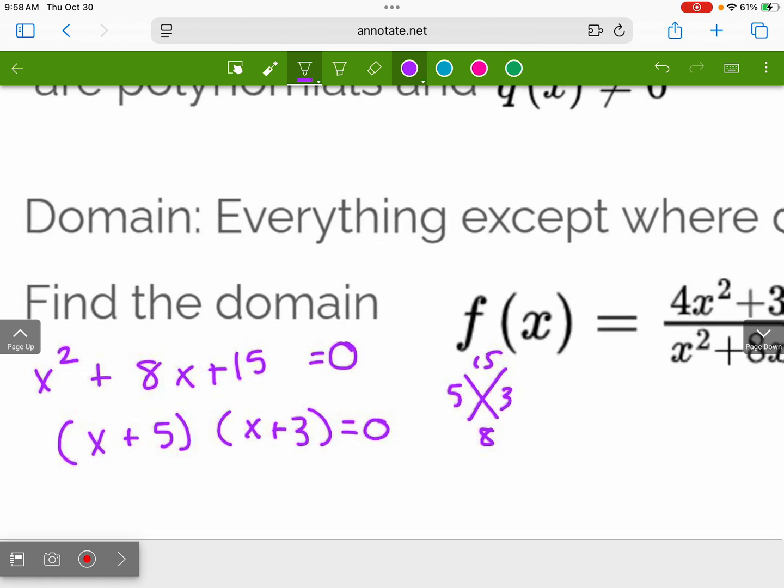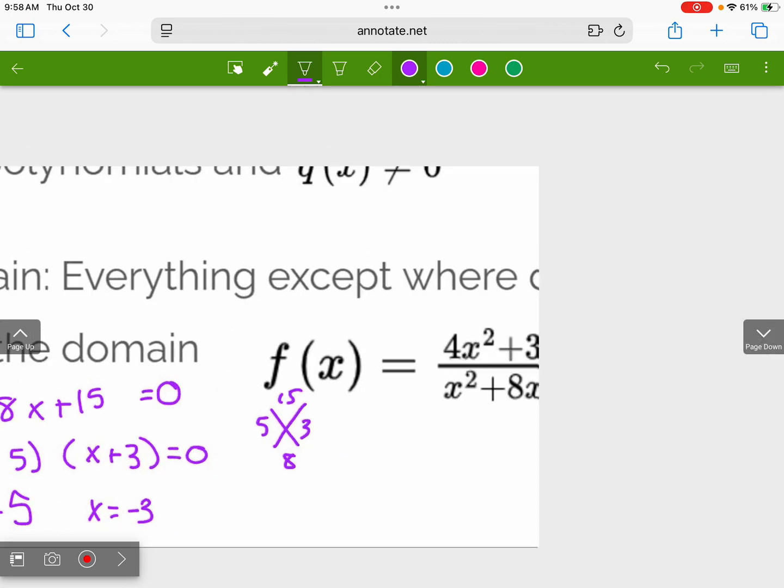So what are the two solutions here? X equals -5, and x equals -3. Those are the two places where my domain equals 0. So those are my two problem children. Those are the two things that need to be kicked out of our domain. So we can do anything from -infinity to +infinity except -5 and -3.